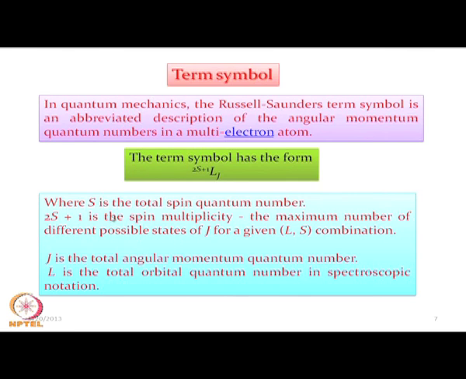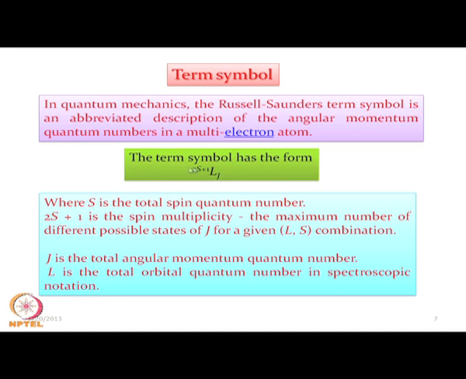Here, S would be the total spin quantum number and 2S plus 1 the spin multiplicity, that means the maximum number of different possible states of J for a given L and S combination. So, how many different types of J can be formed can also be known from the corresponding 2S plus 1 spin multiplicity. J is the total angular momentum quantum number and L is the total orbital quantum number in spectroscopic notation.